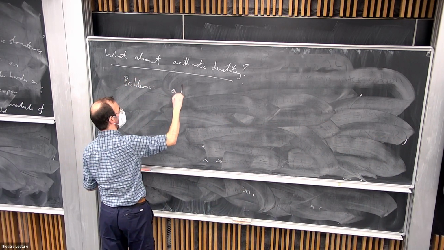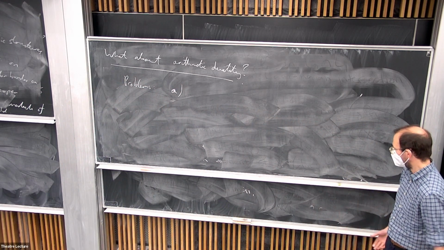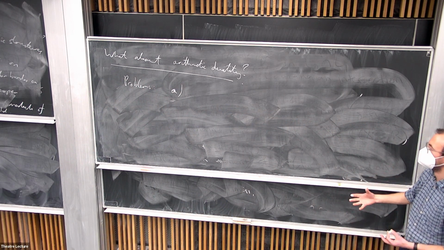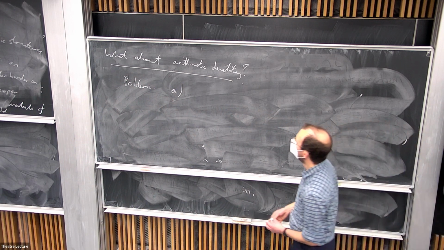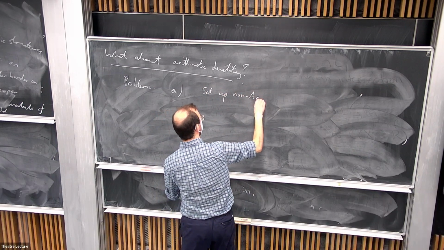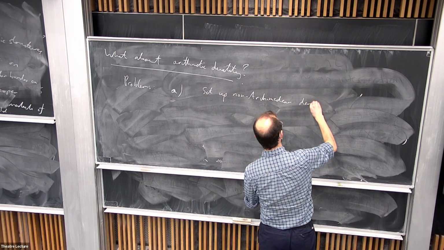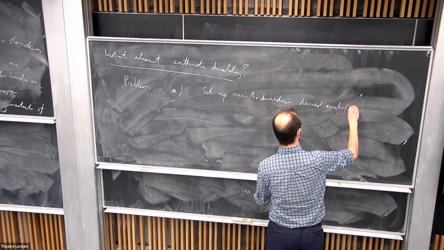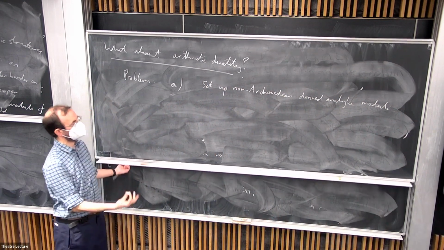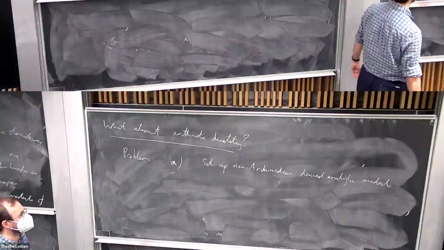So the first one is, typically in arithmetic duality theorems, you're looking at things like cohomology with Q_l coefficients. So the total moduli spaces, the stacks you want to be working with, are analytic. The first problem is to set up the non-Archimedean derived analytic moduli spaces and stacks. So the first problem is just setting up the theory so you've got objects on which you can even talk about what it would mean to have a shifted symplectic structure.